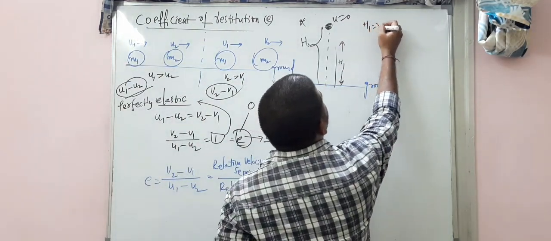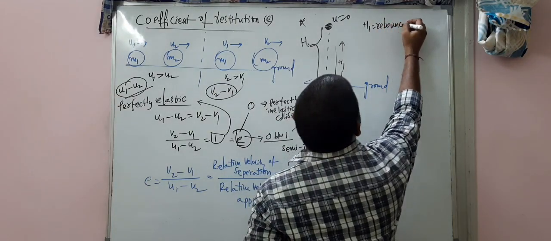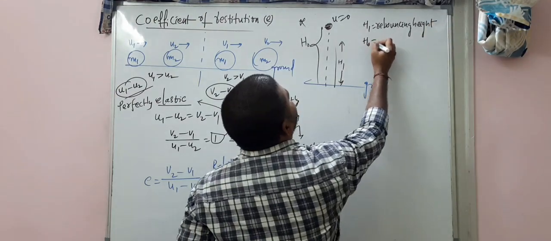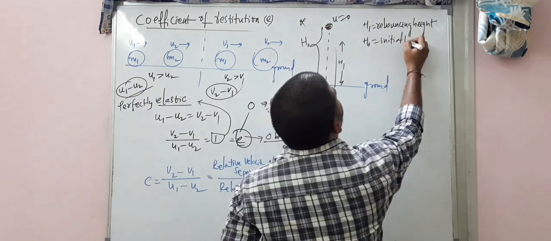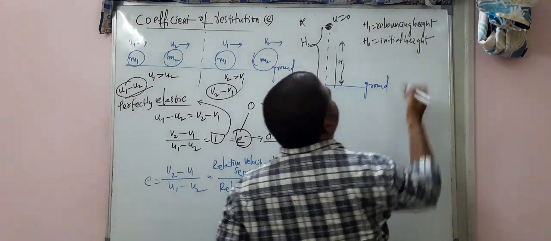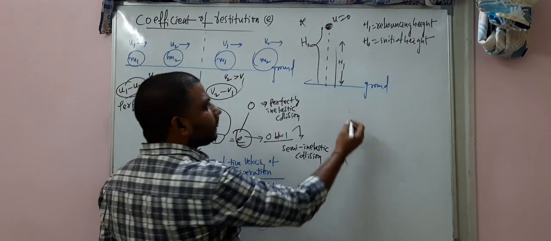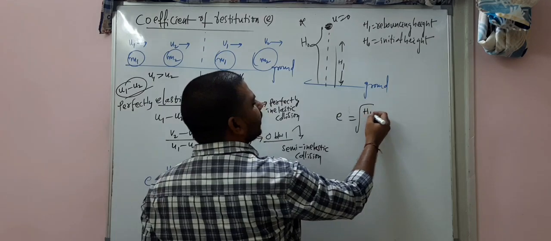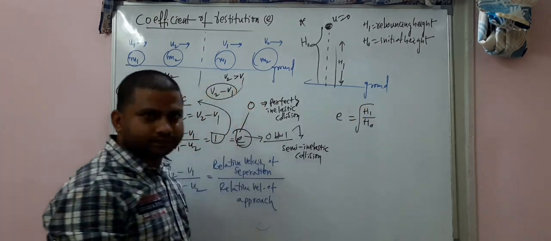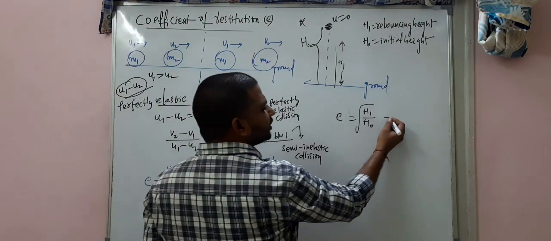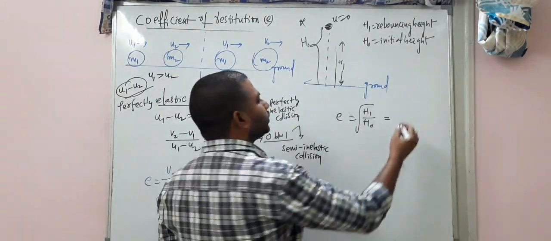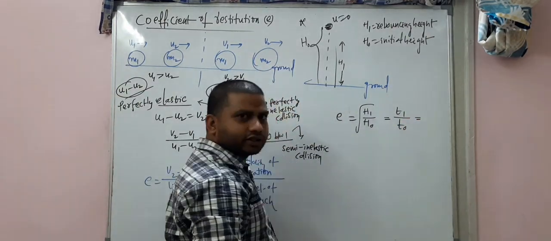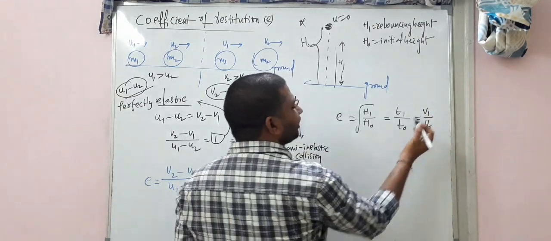So h1 is the rebouncing height. And h0 is the initial height from where we have dropped the ball. Here, the coefficient of restitution you can write as the square root of h1 by h0. At the same time, this coefficient of restitution is equal to t1 by t0, and this coefficient of restitution is also equal to v1 by v0.